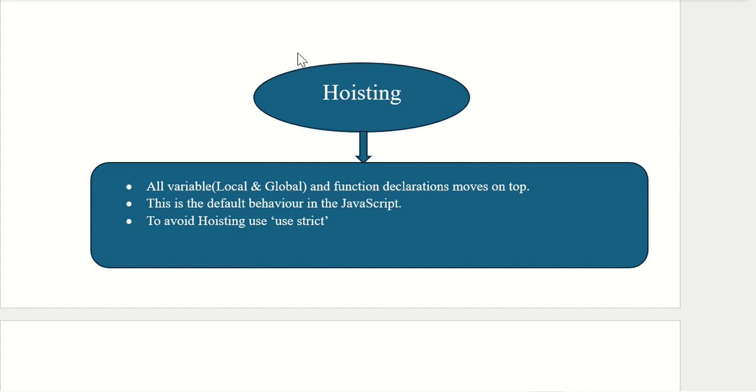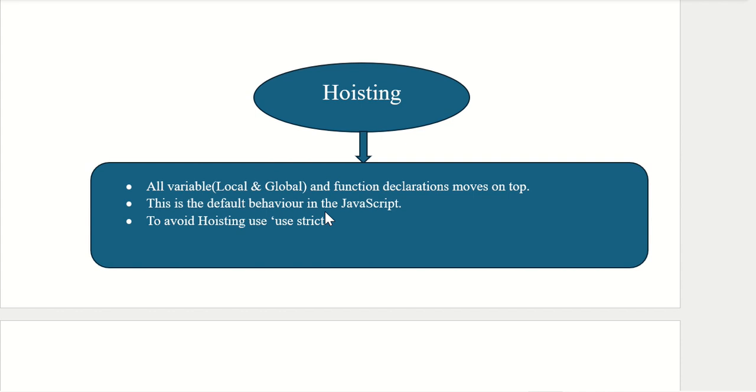Here we have mentioned hoisting, and we have made some bullet points on what hoisting is. All variables, local and global, and function declarations are moved on top. What does it mean, the move on top? We will discuss that using an example. And this is the default behavior in JavaScript. The second point shows that this is the default behavior in JavaScript.